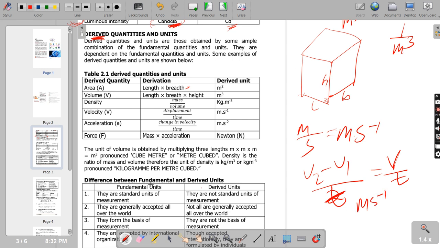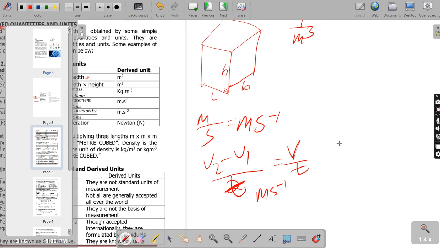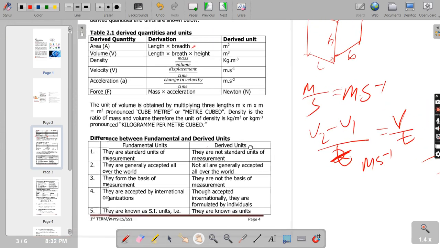So we have meter per second, then over second again, because that is just velocity, but over time. So this will be meter per second times 1 over second. And this will give us meter per second square, which we can write as m/s². So that's why we get this as the unit for acceleration.